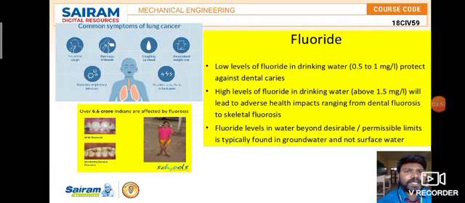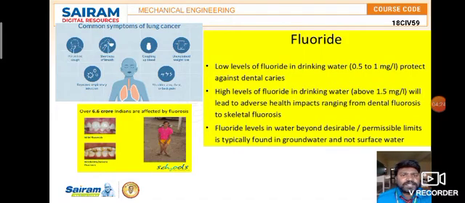Now, the common symptoms of lung cancer. When we get lung cancer, what type of symptoms will you get? You will get a persistent cough and shortness of breath, coughing up blood, unexplained weight loss, shoulder, arm, chest or back pain, and repeated respiratory infections. These are the common symptoms of lung cancer.